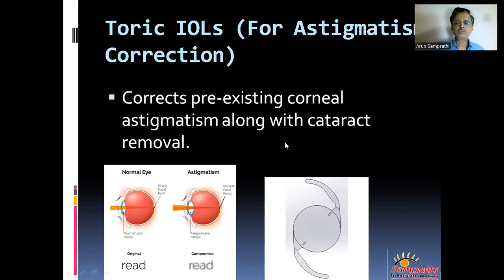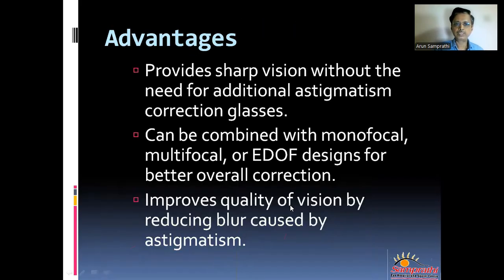The last type of lens which I need to highlight is the toric lens. These are specifically for people who have astigmatism, or cylindrical power. Most people don't have cylindrical power, so those patients will be comfortable with the natural spherical lenses. Whereas people who have astigmatism will benefit from a toric lens. A toric lens will correct both the spherical power as well as the cylindrical power. So it provides a sharp vision without the need for additional astigmatic distance correction.